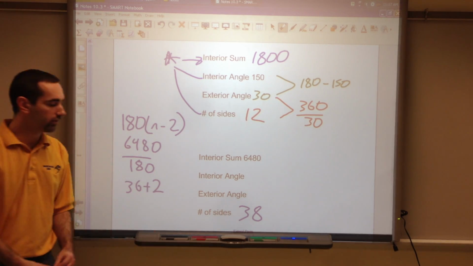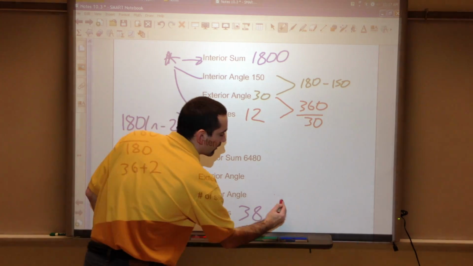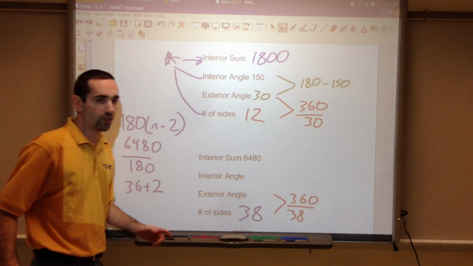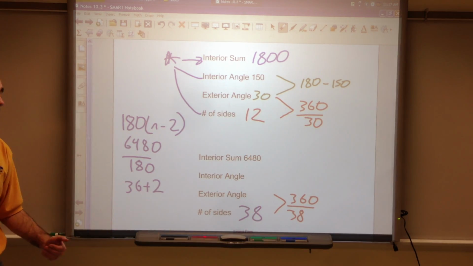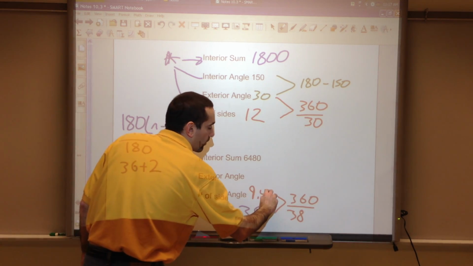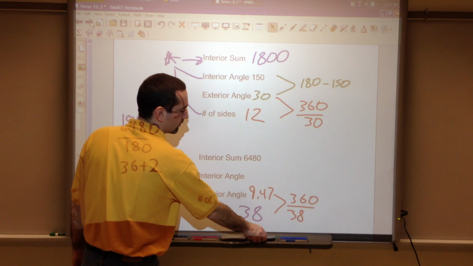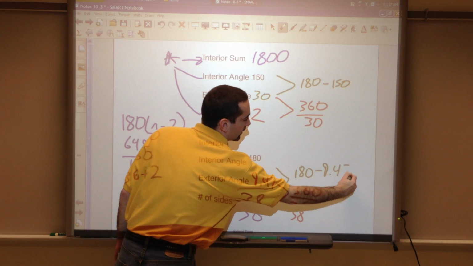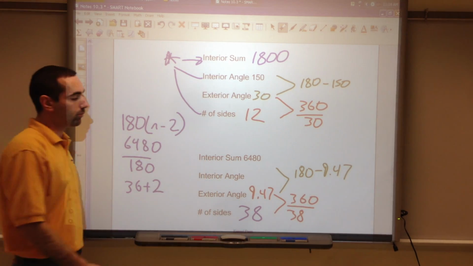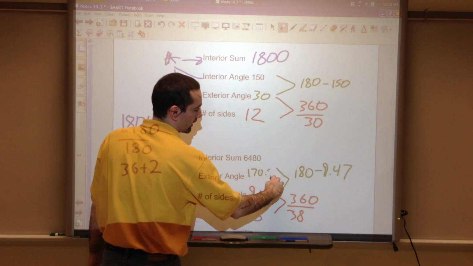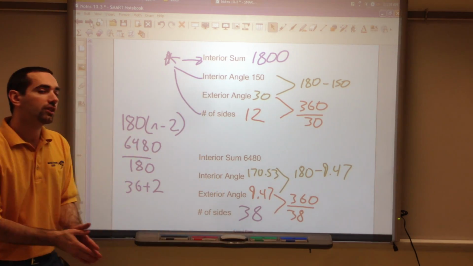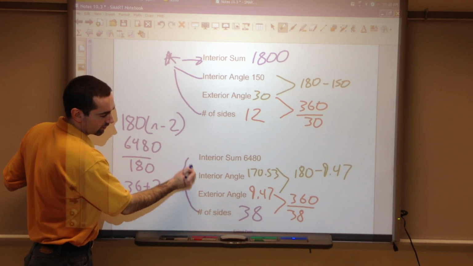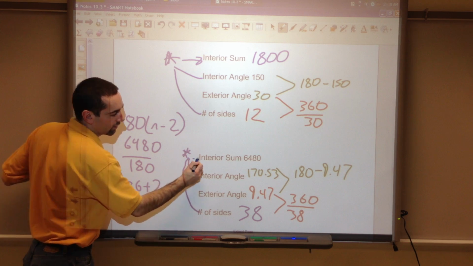Now to find the exterior angle, I'd go back to my normal thought. 360 divided by 38. 360 divided by 38 doesn't come out nicely. I round, 9.47. Find the interior angle. 180 minus 9.47. And I get 170.53. Again, it's rounded. Now, to double check that I did this right, if I take this and multiply by here, I get that answer.